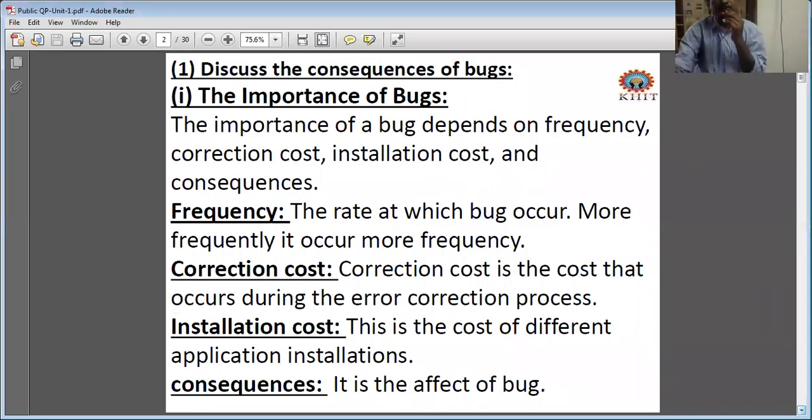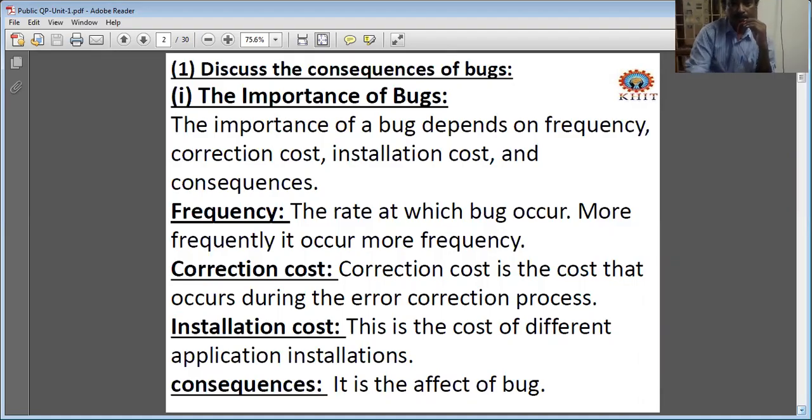Now, the most important first question from university examinations in the first unit is: discuss the consequences of bugs. What is meant by the consequences of bugs? This first one is the importance of bugs. The importance of a bug depends on frequency, correction cost, installation cost, and consequences.